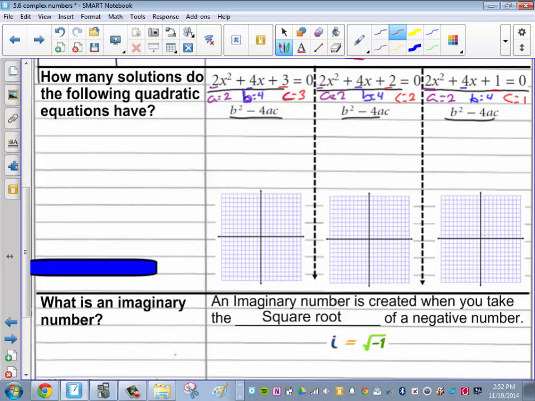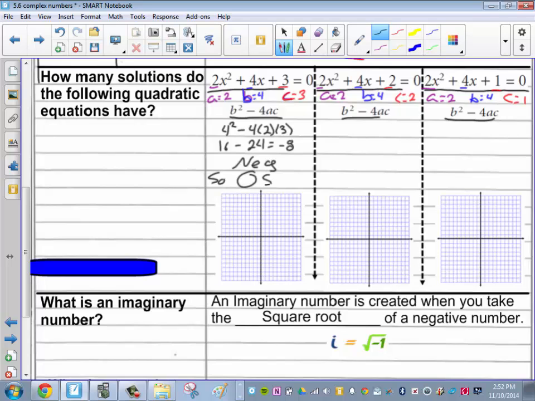Okay, so now that we know what the A, the B, and the C are, we're going to plug them into the discriminant and figure out what we get. We got B squared minus 4AC. So I got 4 squared minus 4 times 2 times 3. So 4 squared is 16, minus 4 times 2 is 8, times 3 is 24. This is equal to negative 8. This is negative.